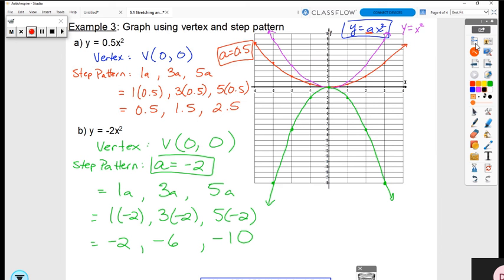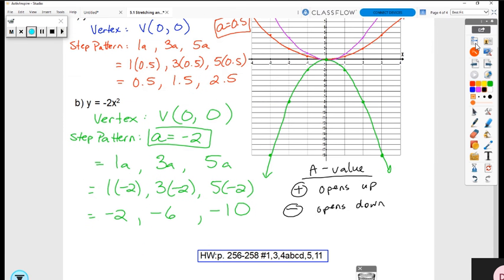The big idea here is this. This A value controls the problem. First of all, if the A value is positive, we know that the quadratic opens up. Yes? If it's positive, it opens up. If it's negative, we know it opens down. Fair?